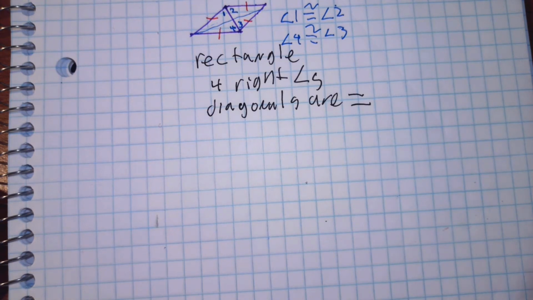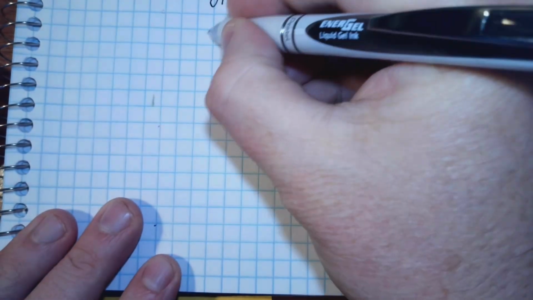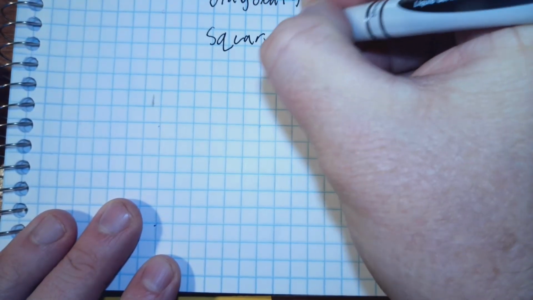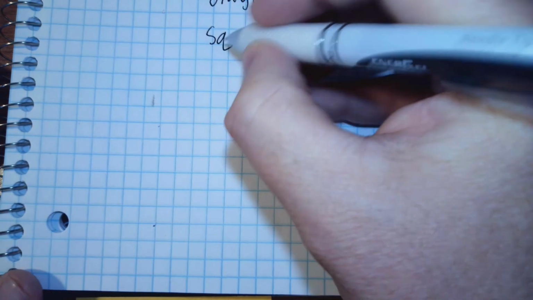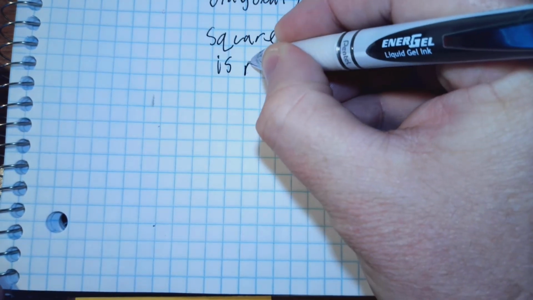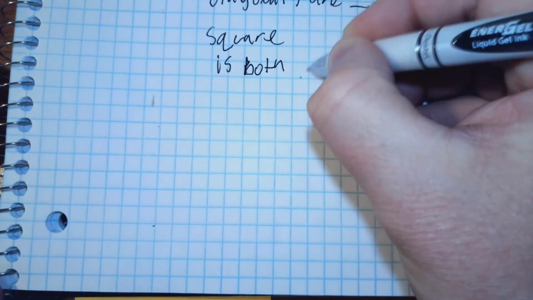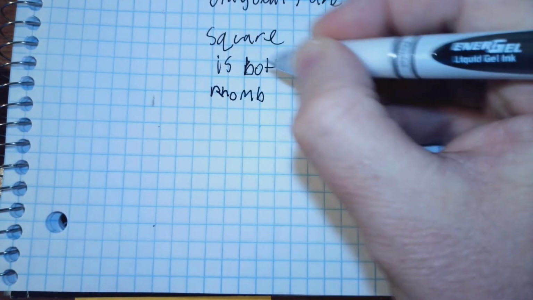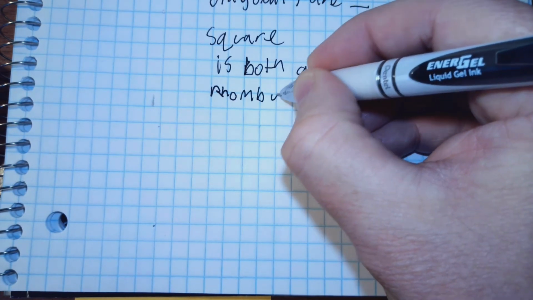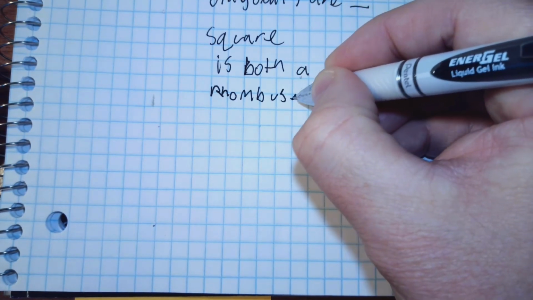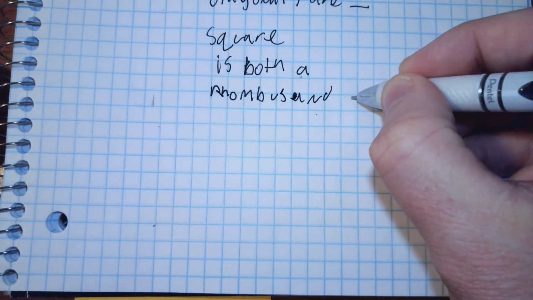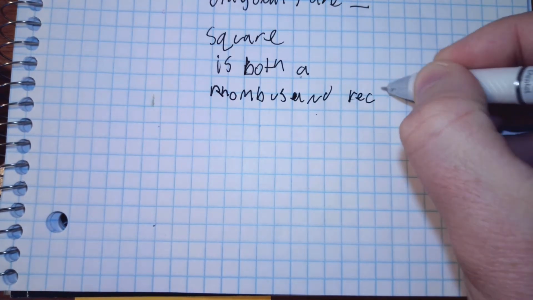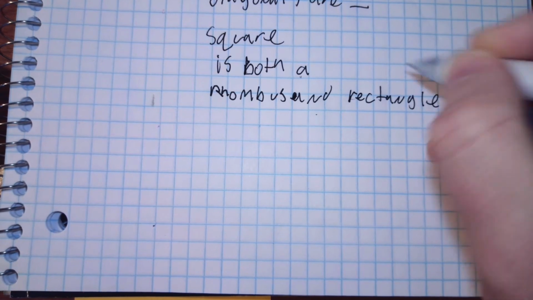Okay. Now square. And really, square, there's nothing extra to it. Basically, a square is both a rhombus. Okay, it's silent H. Don't forget the silent H. I always do. And a rectangle.